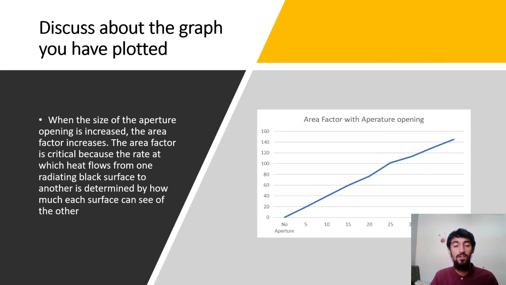Discuss the graph you have plotted. As you can see in this graph, the area factor varies with the aperture opening. When the size of the aperture opening is increased, the area factor increases. The area factor is critical because the rate at which heat flows from one radiating surface to another is determined by how much each surface can see of the others.